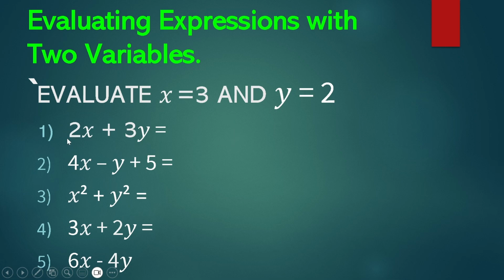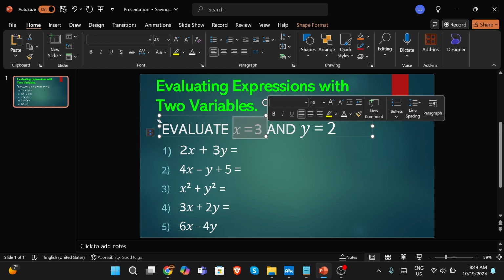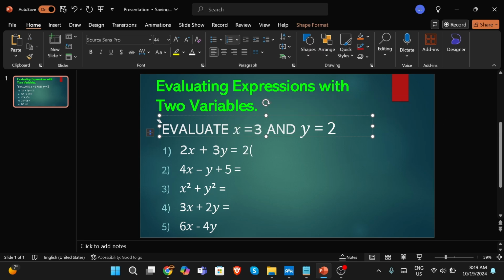All right, guys, you should always remember that whenever there's a number next to a variable or a variable next to a number, you should always multiply. So 2x plus 3y basically means that x is equal to 3, so 2 inside of the parentheses 3, and then plus 3 inside of the parentheses 2.